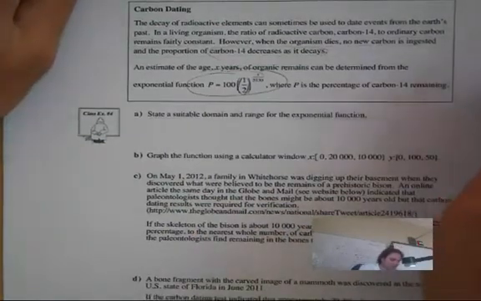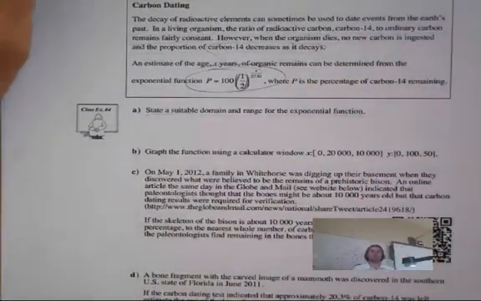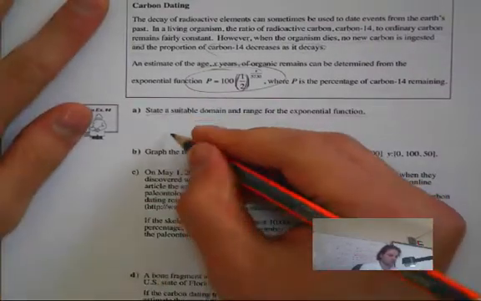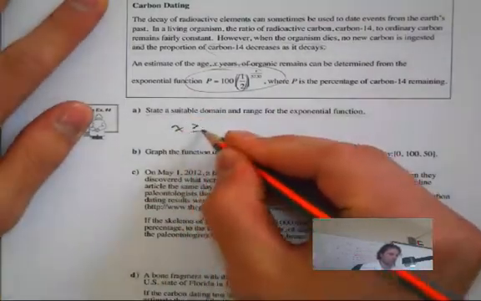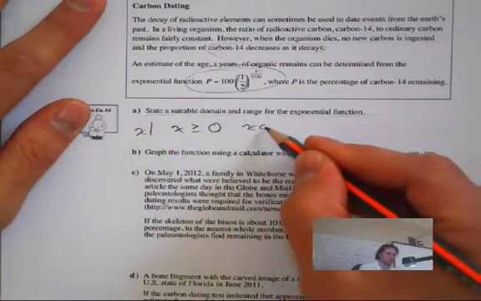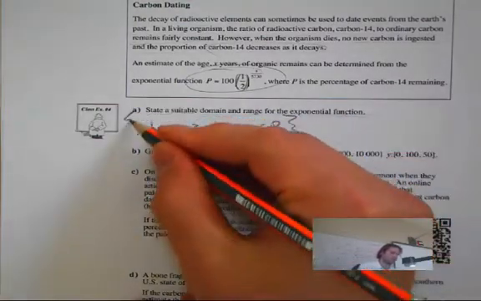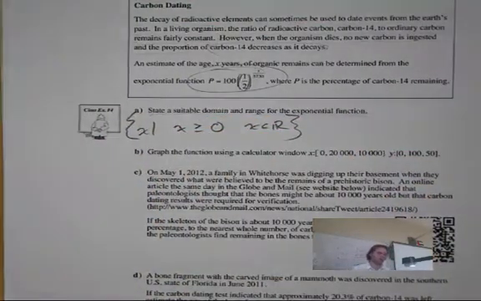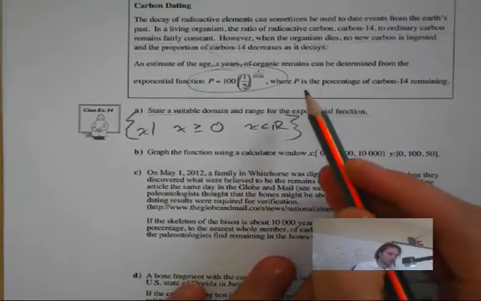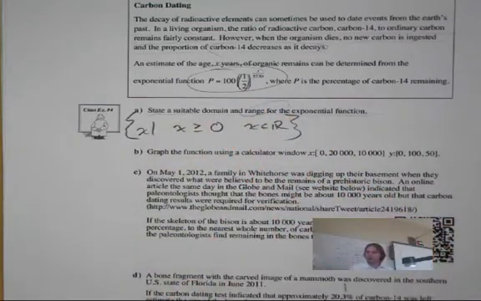Well, for this one here, my domain is, x must be greater than or equal to 0. That's it. And x is an element of the real numbers. Because from the year that the animal died or whatever, that's when you start. The next part says, what is my domain and what is the suitable range?